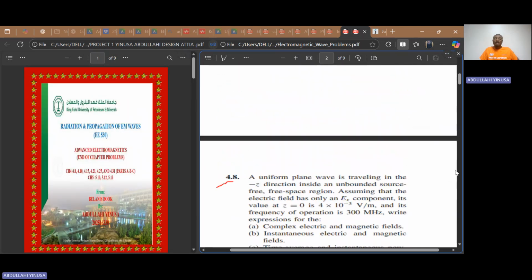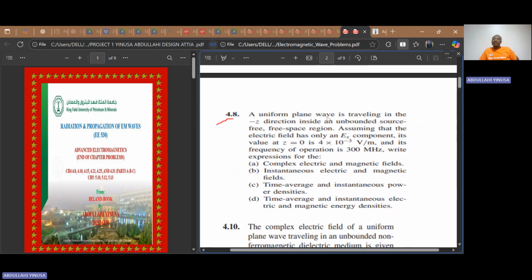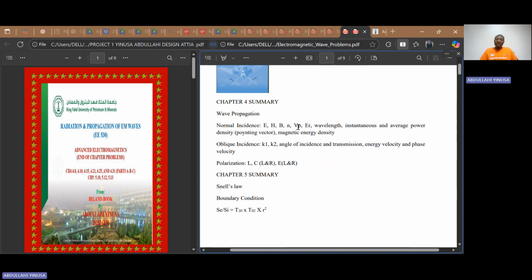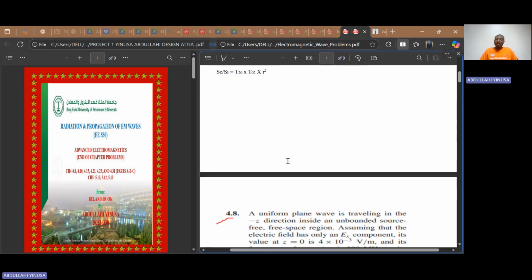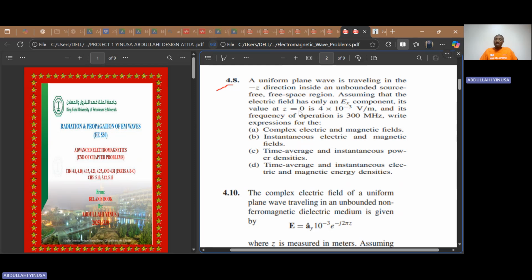The first question, which is 4.8, says the wave is going in the minus z direction. What's going to be the magnitude of the beta? In that case, the magnitude of the beta is going to be positive from our stated formula for the electric field. Now, in an unbounded source-free region, J is equal to 0. It means just like free space.